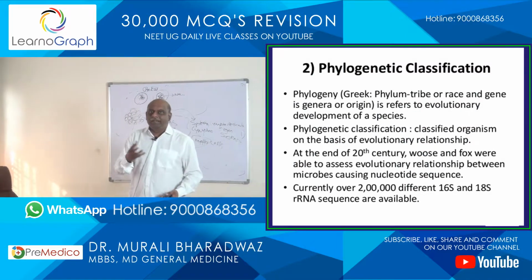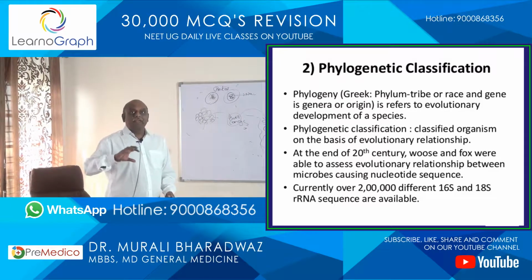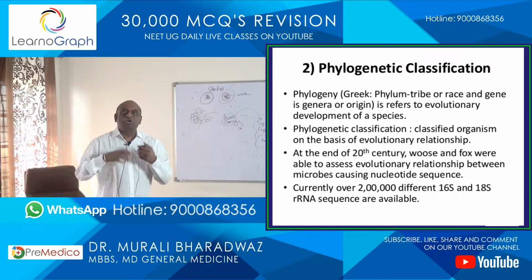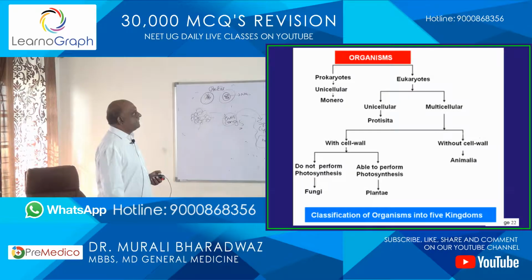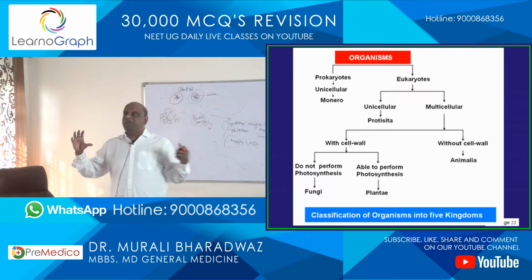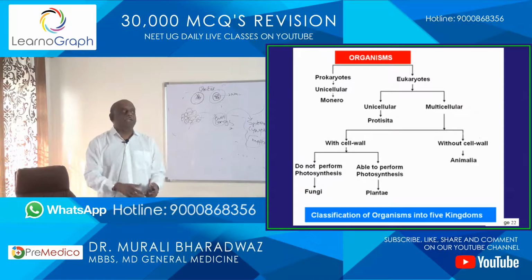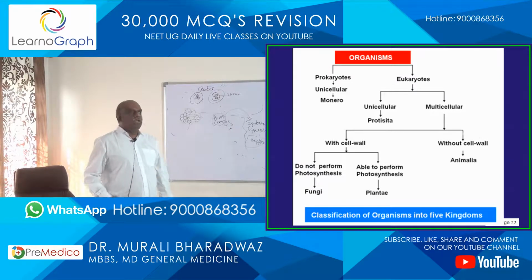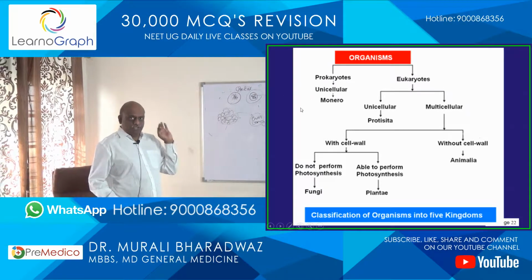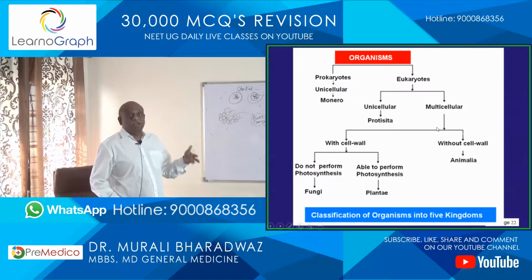Phylum in the Greek language means tribe. One tribe is called a phylum. And phylogenetic, gene means genera or origin. So phylogenetic classification. If you look at the classification, the 5 kingdom classification is a famous classification of Whittaker. What is the fundamental basis of this classification? If you look at all organisms, first he checked whether they are prokaryotes or eukaryotes. If they are prokaryotes, unicellular, they are called Monera. Eukaryotes can be unicellular or multicellular.